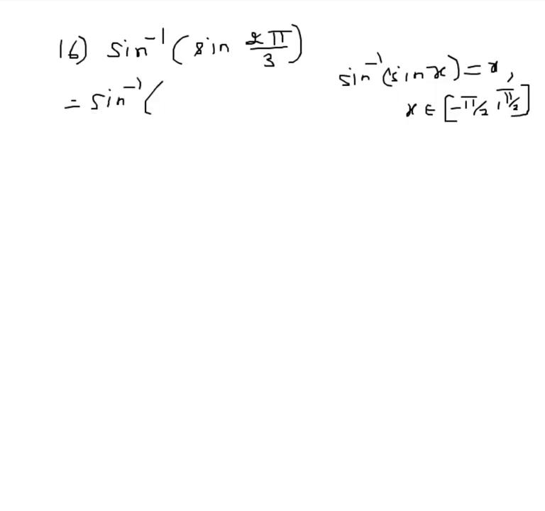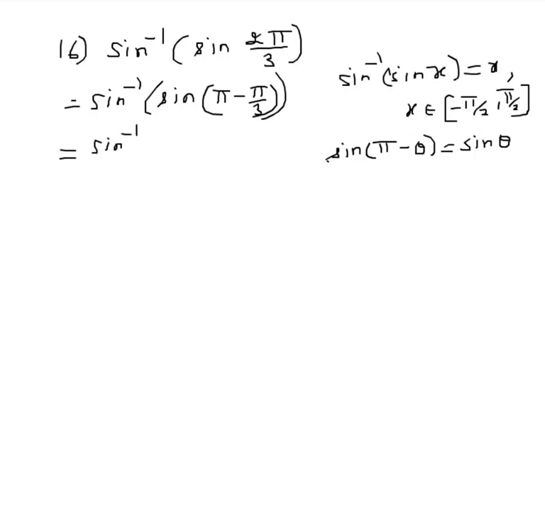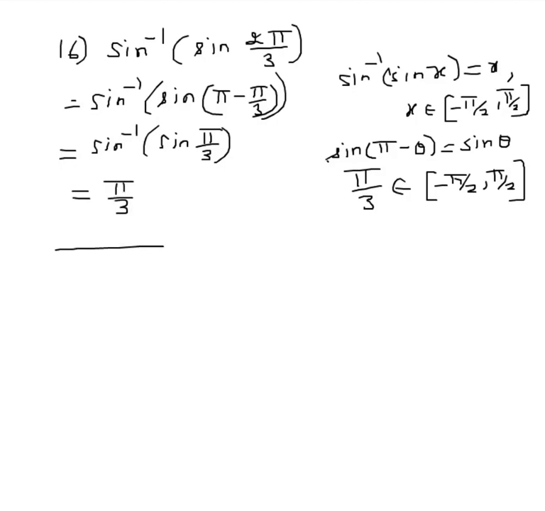So I am going to write 2 pi by 3 as pi minus pi by 3. And sin pi minus theta I am going to use. The formula is, in the second quadrant sin is positive, so sin theta. It becomes sine inverse of sin pi by 3. Now pi by 3 belongs to the principal value branch of sine inverse. So I can cancel sine inverse and sine. The answer becomes pi by 3.